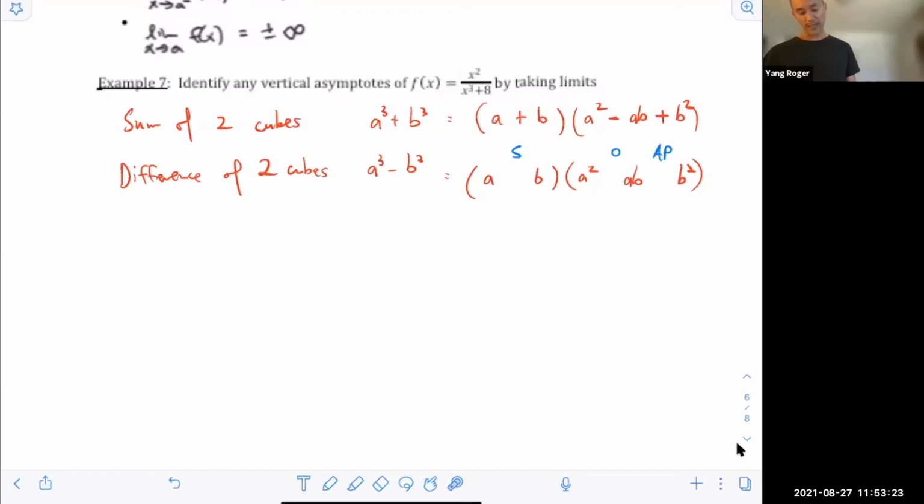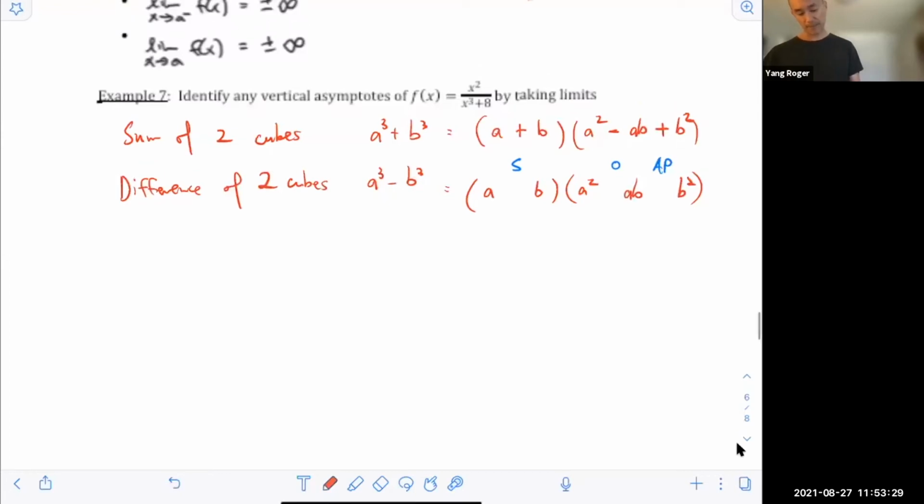So when we look at this difference of two cubes, it's the same sign, right? So this guy here has to be a minus. The second one is opposite. So if I wrote minus there, I have to put a plus here. And the last one is always positive. So you have to put a plus there. So this is a sum of two cubes. There's a difference of two cubes.